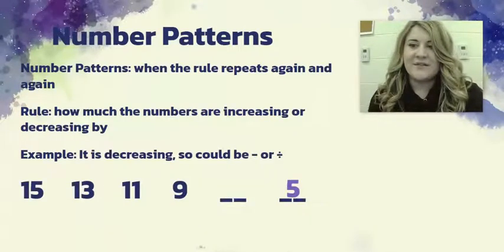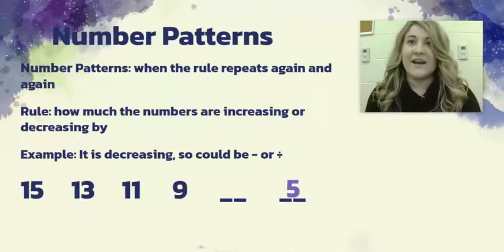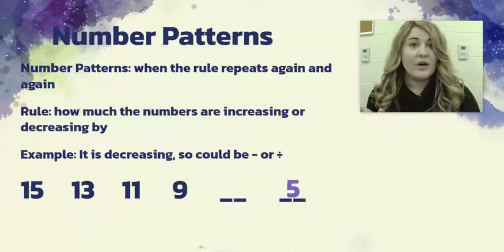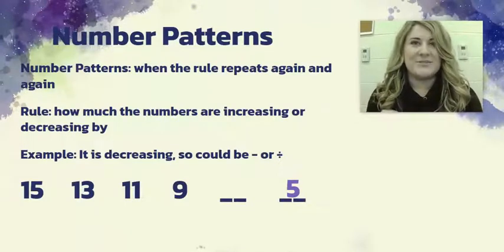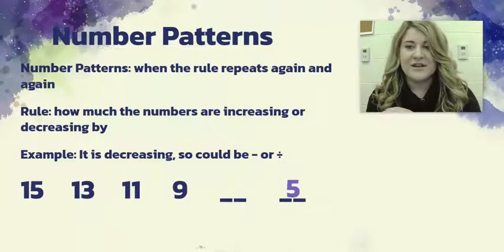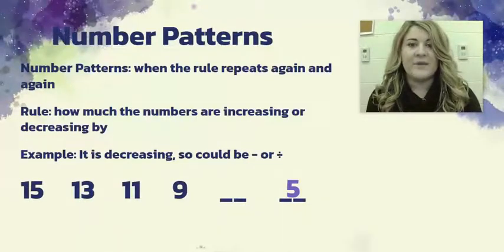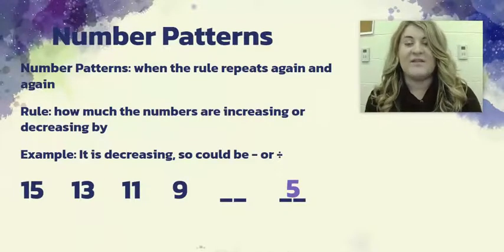Now let's look at a different number sequence. As you can see here, the numbers are decreasing. They're getting smaller. That means that we're either going to be subtracting or dividing. I would always start out with the easiest one, which is subtraction. If subtraction is not working, then try division. But subtraction is going to be your best bet most of the time when you're decreasing, okay? You might see some division, but most of the time it's either going to be adding or subtracting. And when we get smaller, we want to try subtraction first.